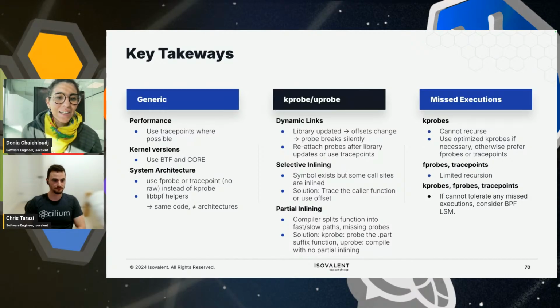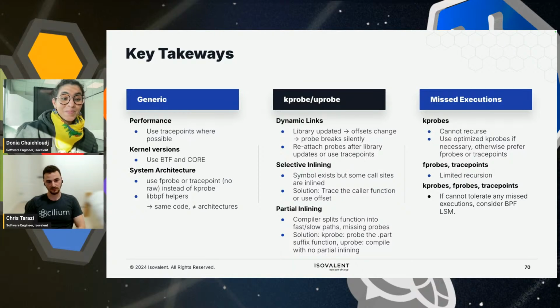Regarding selective inlining, we saw that the symbol exists, but some call sites are inlined. So the solution is to trace the caller function or use an offset. For partial inlining, the compiler splits a function into fast and slow paths, missing probes. So the solution can be, for kprobe, to probe the different part-suffix functions, and for uprobe, you can compile with no partial inlining.